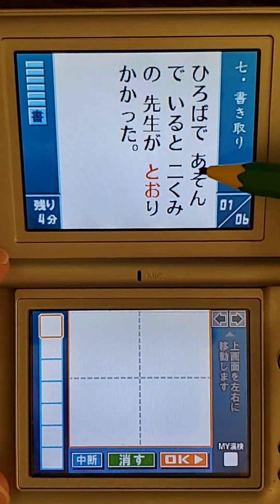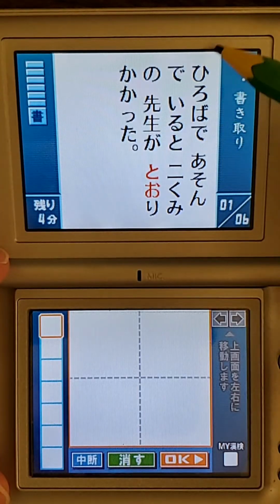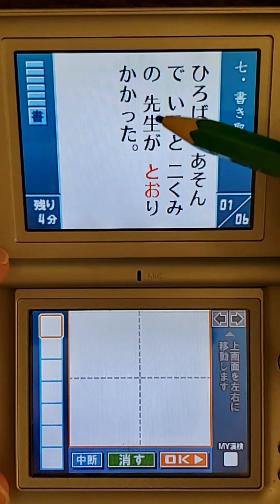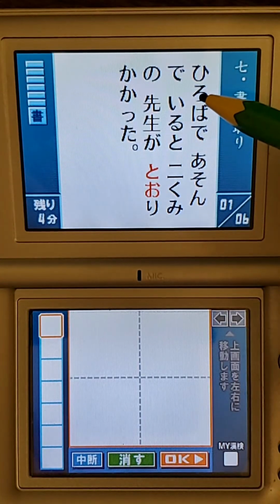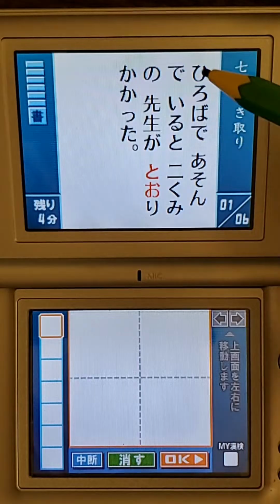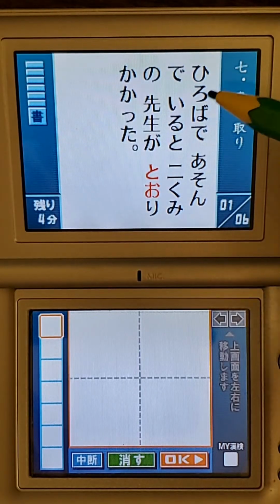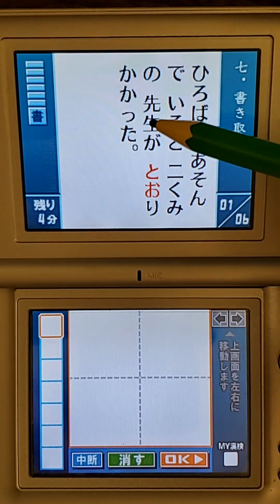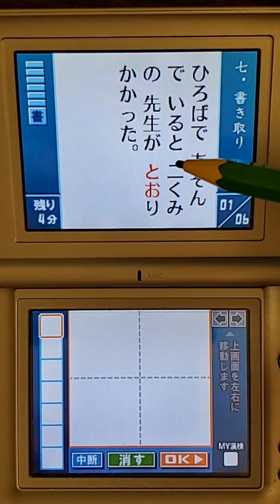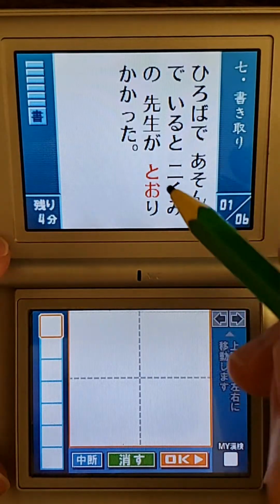So, hiroba de asonde iru to, ni kumi no sensei ga tori kakatta. So, when we were playing in the open space, hiroba, like the big room or whatever, sensei like walked by, kind of a thing.